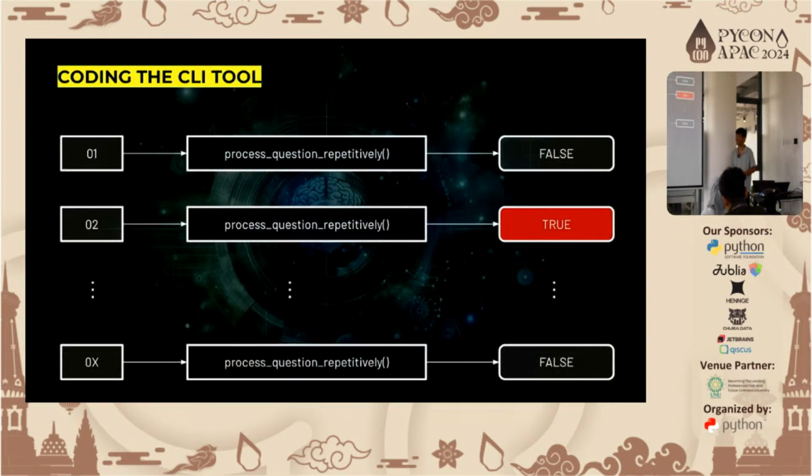So going back to the diagram earlier, we simply replace the process question function with process question repetitively function, and all the ones which resulted in true would now be compiled in a report. Then you pass the report back to the engineers that built it.